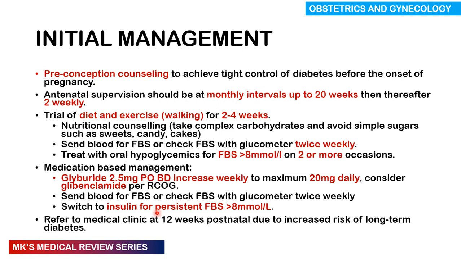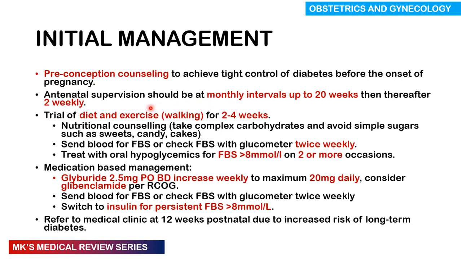And remember that the frequency of the visits that you have in the antenatal period is largely dependent on how well your glucose is controlled and whether certain complications are present or not. So the antenatal supervision should be done at monthly intervals up until 20 weeks. Then after, you can do it 2 weekly. Then as you reach towards when you plan to deliver the child, you can do them weekly. A trial of diet and exercise, walking, can be done for 2 to 4 weeks, especially for those that are obese, those that have a BMI greater than 27.